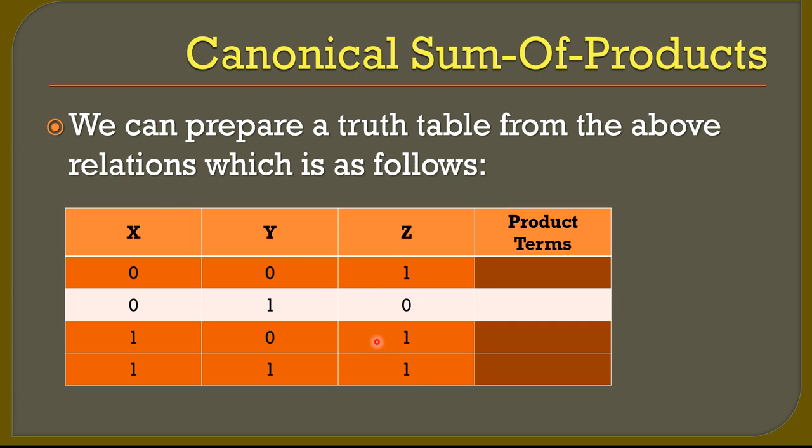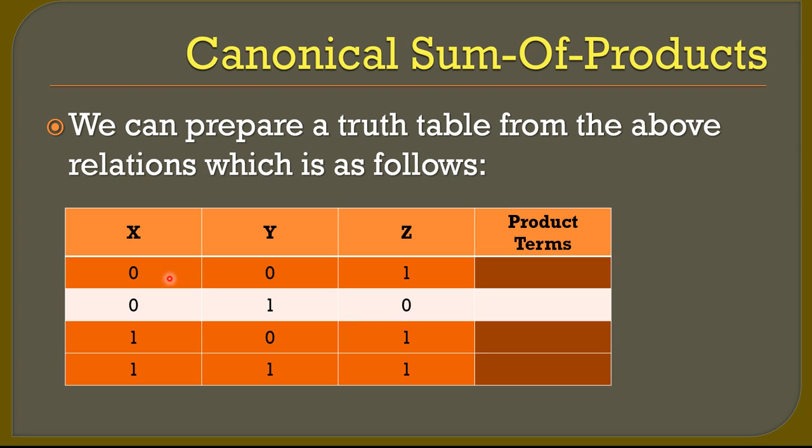Now you are going to find the product terms. To find the product term, you write the x value: if it is 1, you write x, and if it is 0, you write x dash. In the same way you write y: if the input is 1, you write y, and if it is 0, you write the complement, that is y dash.